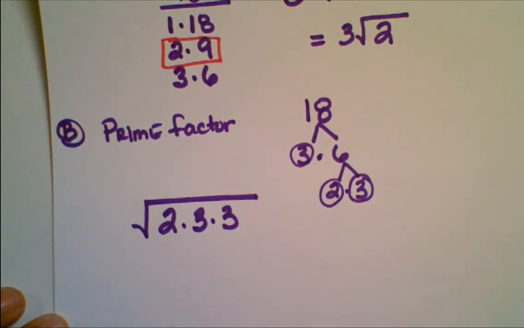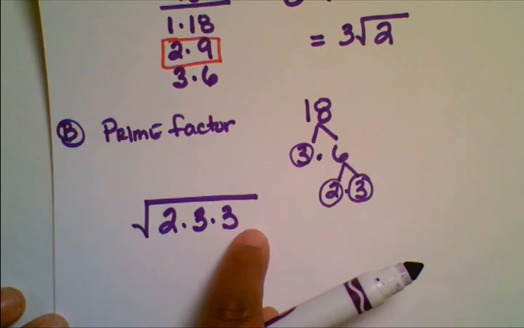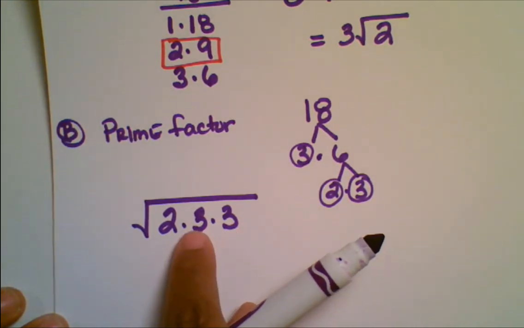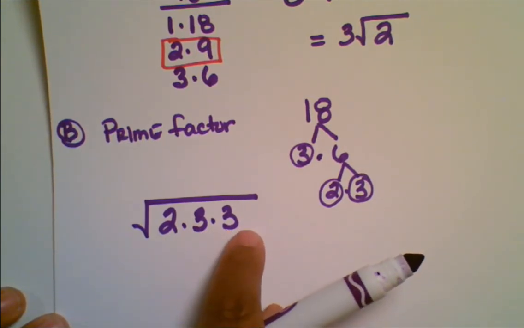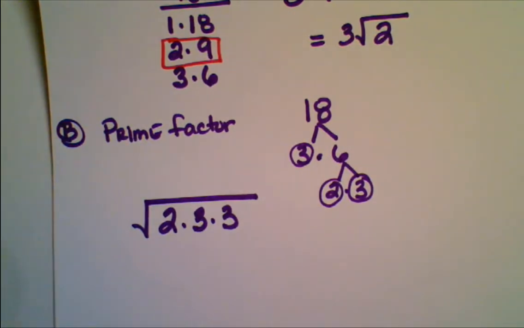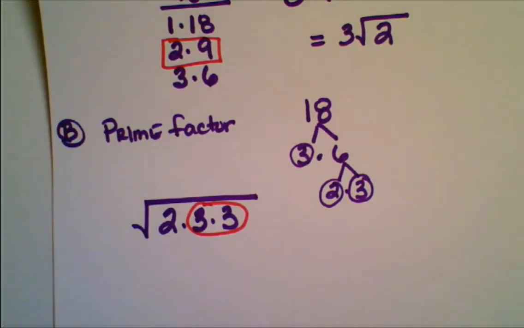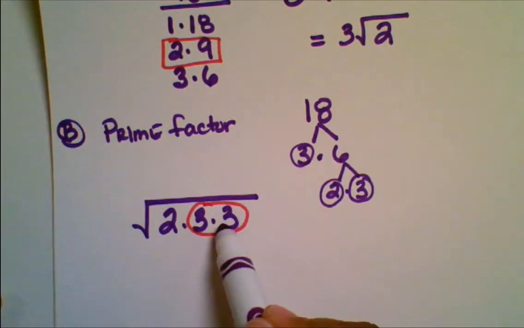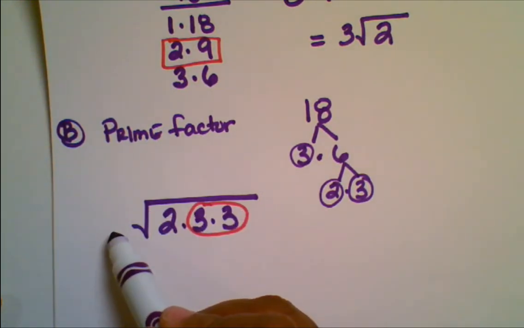So here's my story, and I'm sticking to it. Let's just say that our prime factors are in jail, and the only way they are able to come out is depending on the index. Because our index is 2, our goal is to circle all the pairs. Well, we have a pair of 3s, so we're going to bring the 3 on the outside.